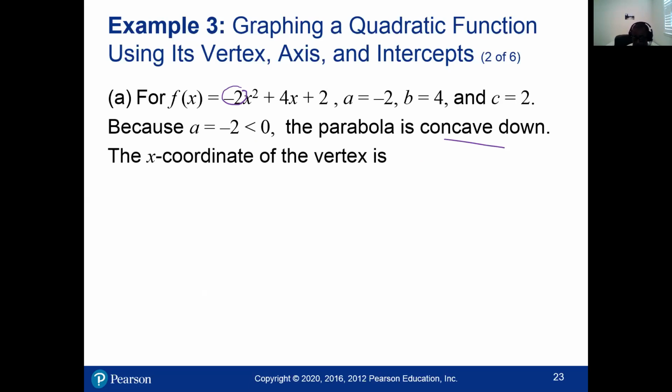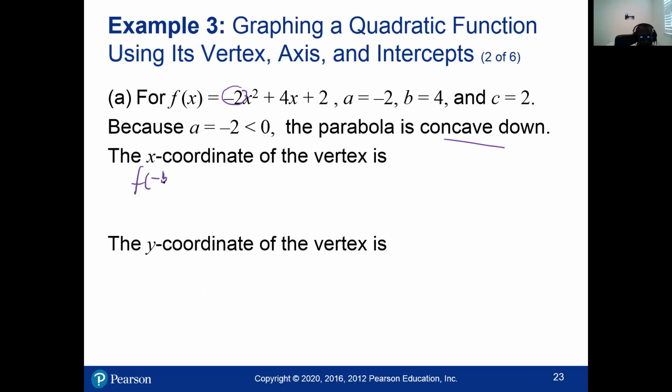Then what is the x coordinate of the vertex, and what's the y coordinate? The x coordinate of the vertex is minus b over 2a. So let's calculate minus b over 2a. This is actually your h.